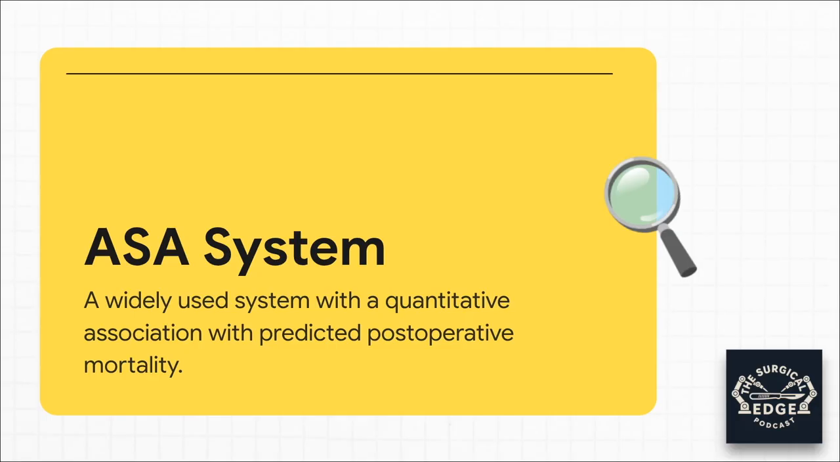First up is the ASA system, the American Society of Anesthesiologists score. I mean, it's everywhere for a reason. It's a fast, simple way to categorize a patient's physical status. But that simplicity is also its weakness, because it wasn't originally designed to be a super granular predictive tool.